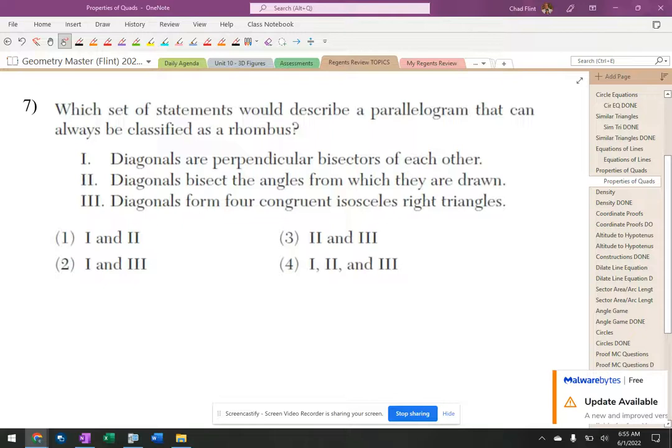These are the most awful multiple choice questions that ever existed in the entire world. All right, the Roman numeral 1, 2, 3, and then you got to pick out which ones are true because it's like 7 or 8 questions all in one. All right, what makes a parallelogram into a rhombus?